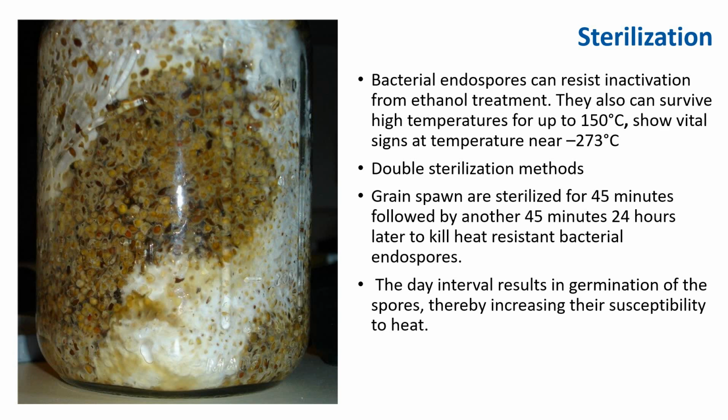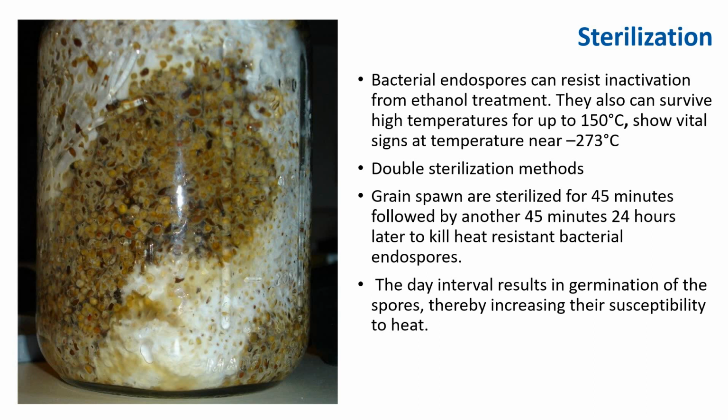You need to do a double sterilization method because bacterial endospores can resist inactivation from ethanol treatment. They can also survive high temperatures up to 150 Celsius, making gram-positive species heat resistant. Bacterial endospores can also survive at extreme temperatures, almost close to absolute zero. So to reduce this contamination, grain spawn is sterilized for 45 minutes, followed by another 45 minutes 24 hours later to kill heat-resistant bacterial endospores.